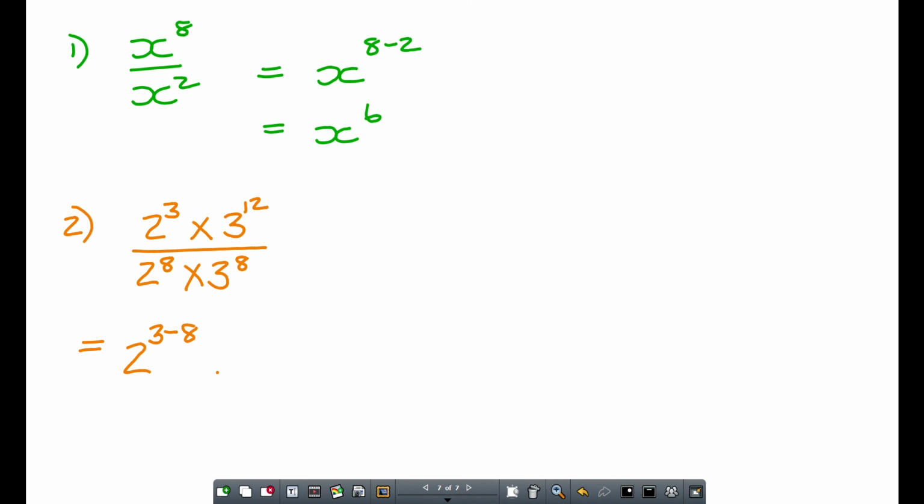Now I look at base of 3. I've got 3 to the power of 12 divided by 3 to the power of 8. So that's going to become 3 to the power of 12 minus 8. Okay, so my answer will be 2 to the power of minus 5 times 3 to the power of 4.